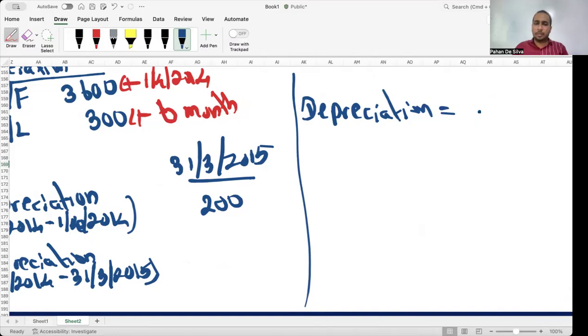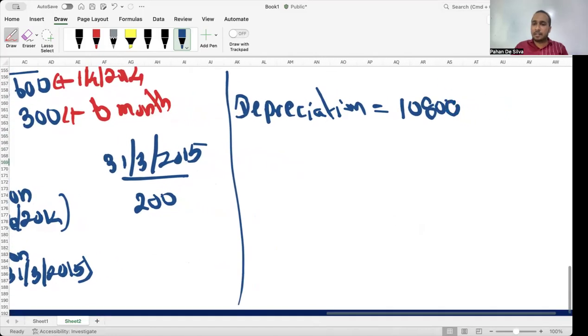How can we calculate the new depreciation? The revalued amount of the building is 10,800. From this, we have to deduct any residual amount. There is no residual amount. And this has to be divided by the remaining useful life.